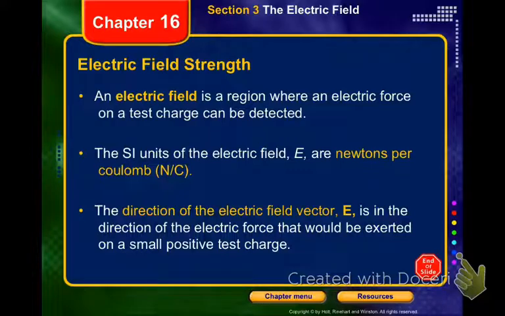Electric field, we use a capital E as its symbol, and it's measured in newtons per coulomb. And the direction of this electric field is in the direction of the electric force that would be exerted on a small positive test charge. It's important that you realize when we talk about electric fields, we're always going to refer to this point as a small positive test charge, not a negative one, but positive.